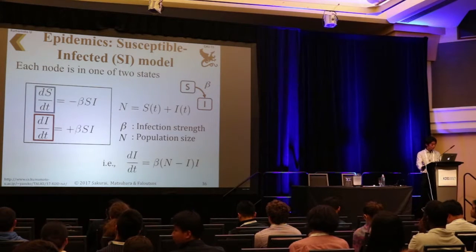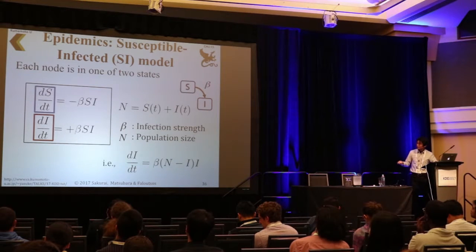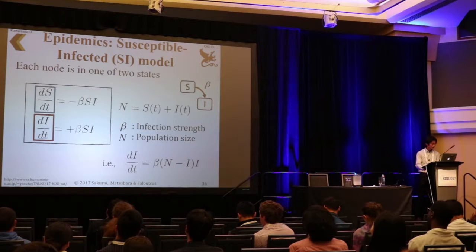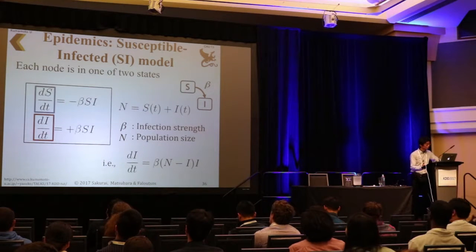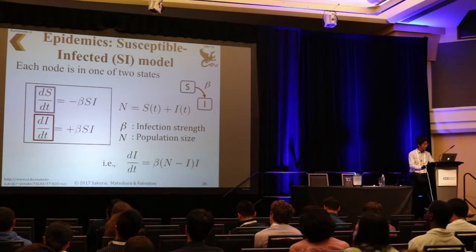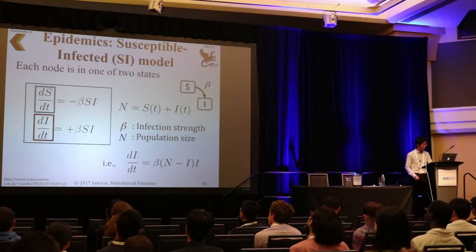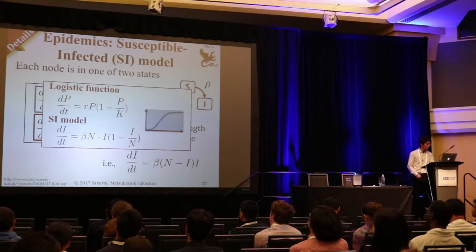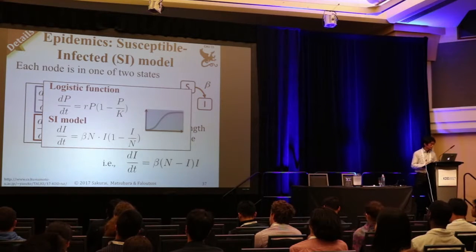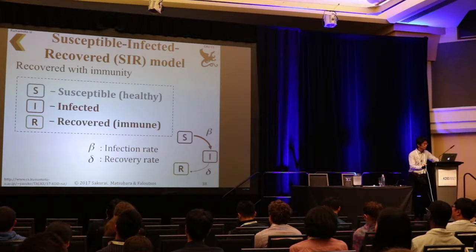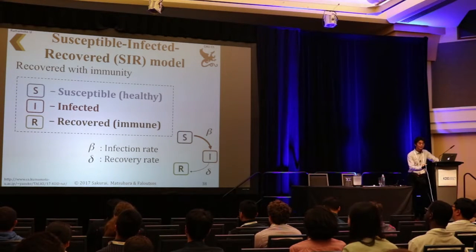We use this equation to estimate the model parameters. Beta is the infection strength, and then the population size. This is a logistic function and SI model. And its variant is the susceptible-infected-recovered model, the SIR model.